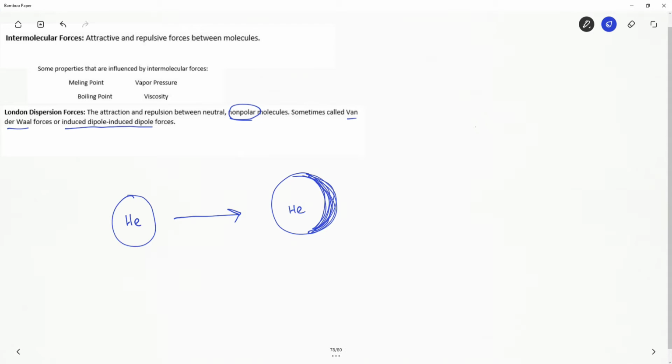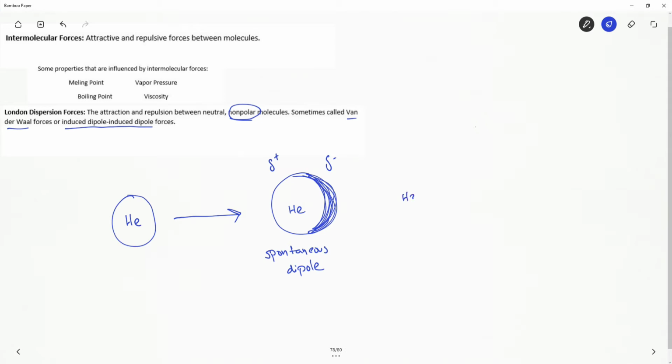What this does is this causes the right side of the molecule to have a partial negative charge because both electrons happen to be spending time over there. Therefore, the left side ends up with a partial positive charge. This is simply a spontaneous dipole. However, it has an effect on other helium atoms that are close to this one that had the spontaneous dipole.